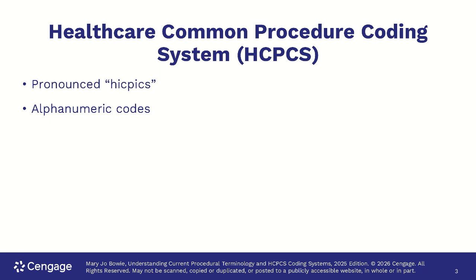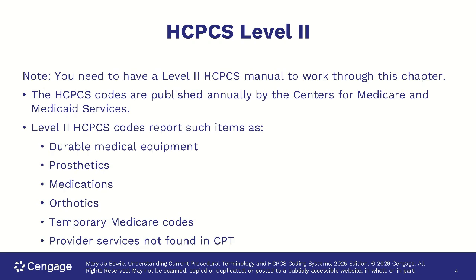So notice I've been saying HCPCS. So it is pronounced HICPICS. These codes are alphanumeric. So they start with a letter, but they're only 5 characters long. There's no decimal point. So don't try to confuse these with ICD 10 CM.